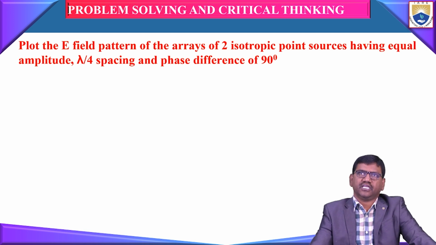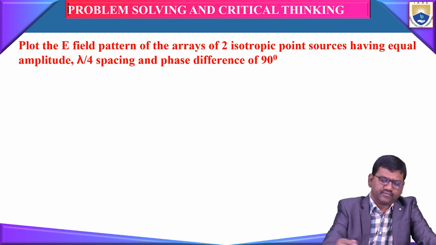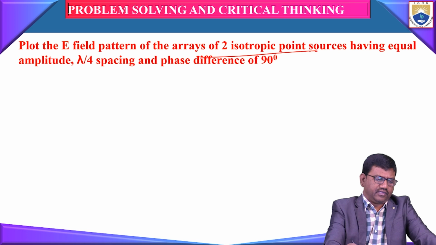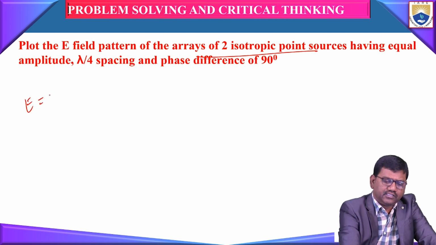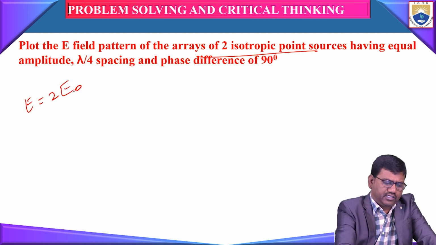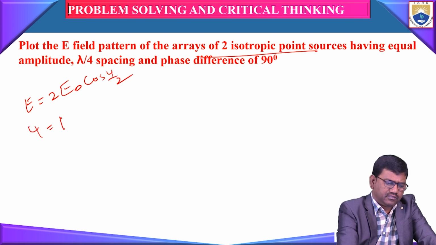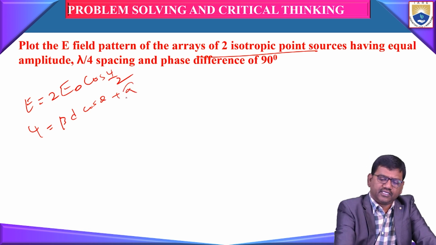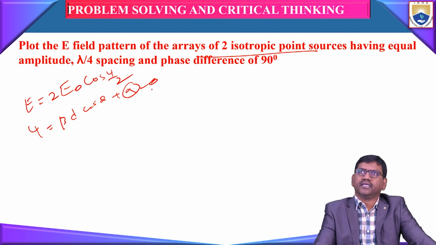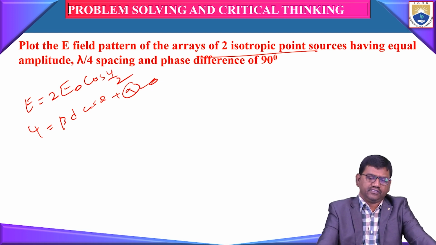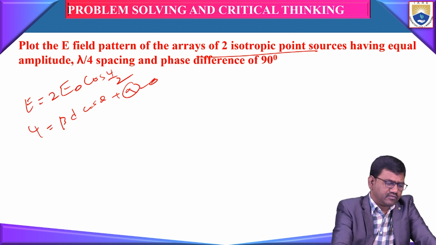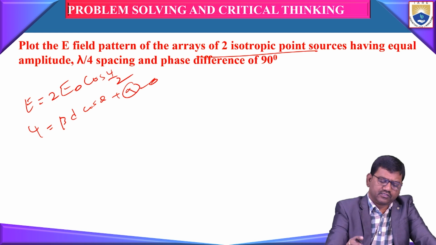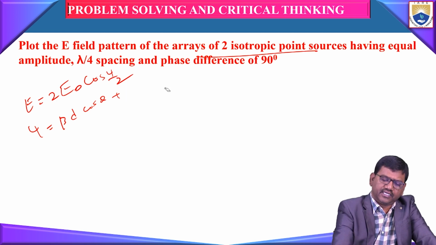The spacing is given as lambda by 4 and the phase difference of 90 degrees. So for arrays of two point sources, we have the equation E is equal to 2 E naught cos psi by 2, where psi is equal to beta d cos theta plus alpha. The amplitudes are equal, so the phase difference alone enters through alpha, and the alpha value is given as 90 degrees.